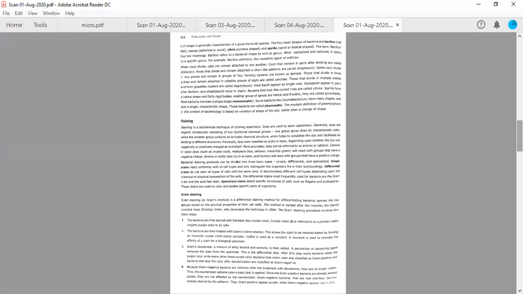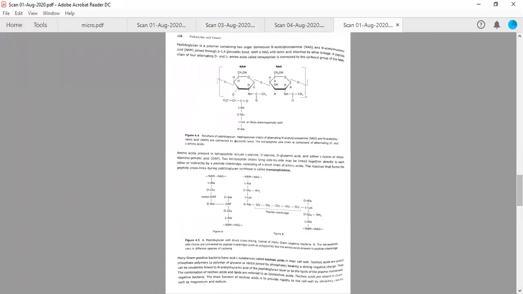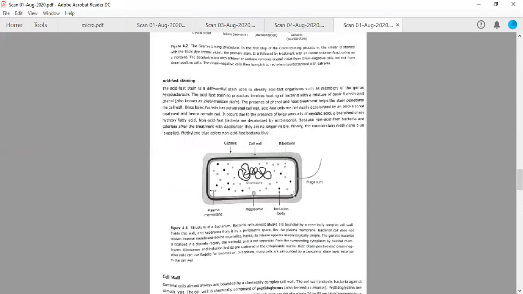Sorry, actually I closed the window somehow. Okay, so we were here.